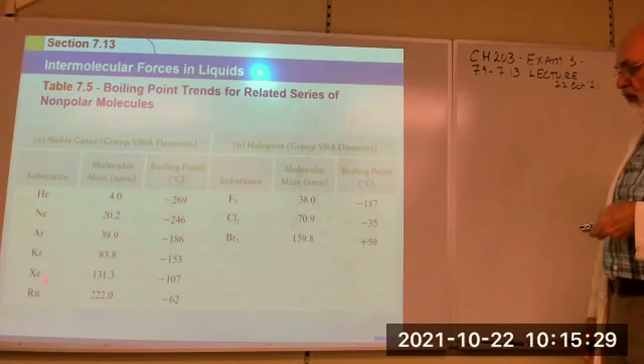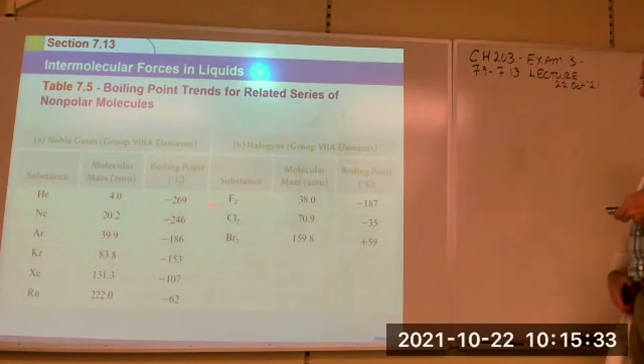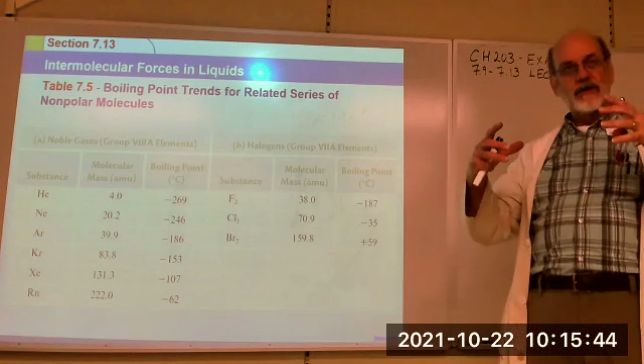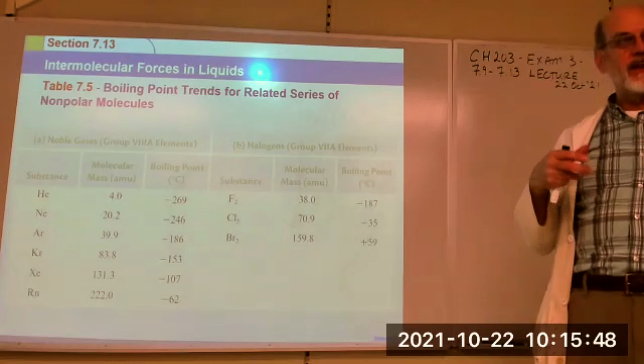This is down the group, right? The noble gas is down the group, and you'll see the boiling point here. Helium is the coldest, and it gets warmer and warmer all the way down. And that's because with a larger atom, you have more London dispersion forces developed.